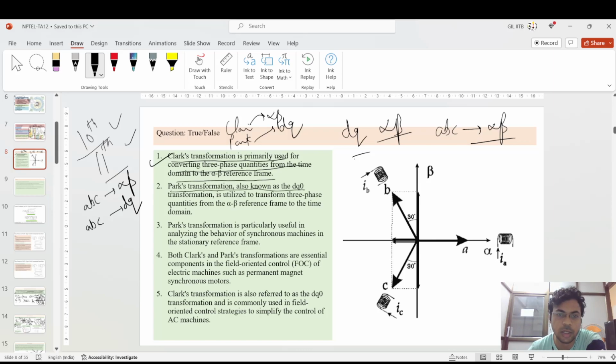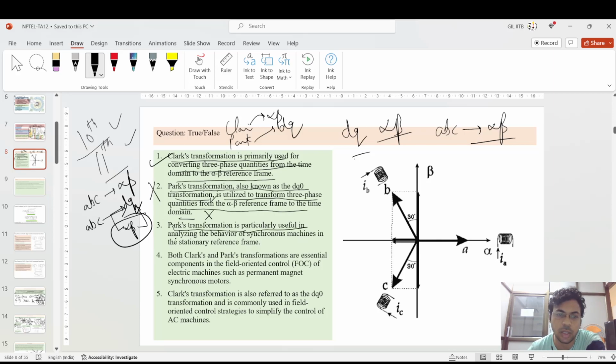Coming to the second statement, it says that Park's transformation, also known as the DQ naught transformation, utilizes it to transform three-phase quantities from the alpha beta frame to the time domain. Actually, this is false, because it doesn't convert to alpha beta and then convert to DQ. It directly converts from ABC to DQ frame. So the second statement is false.